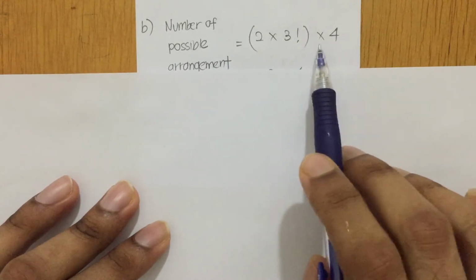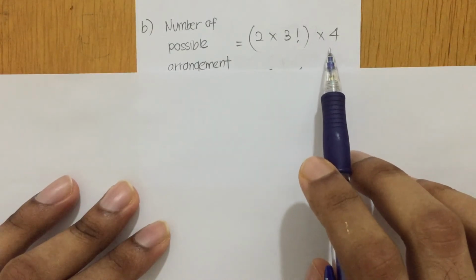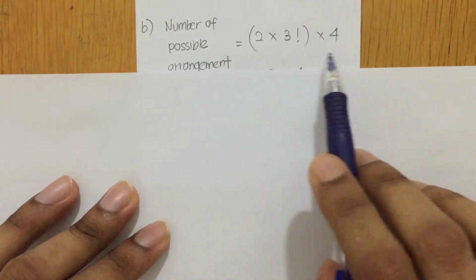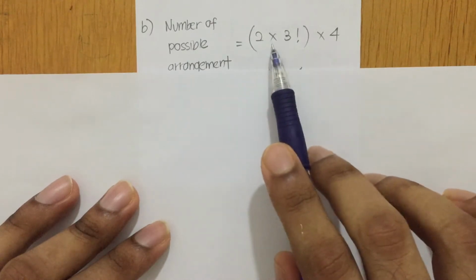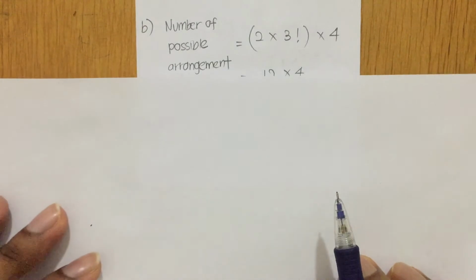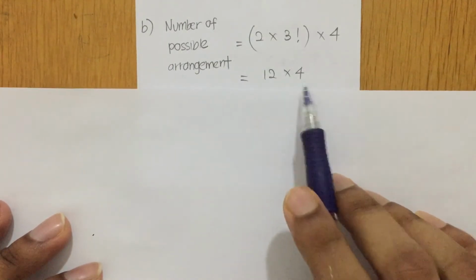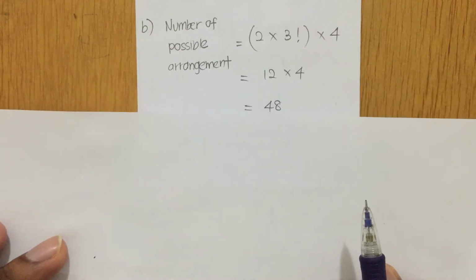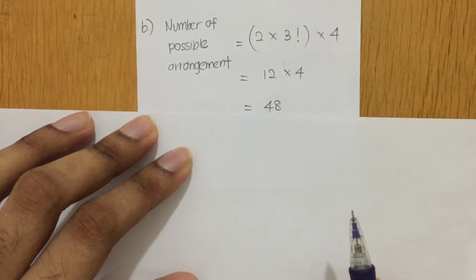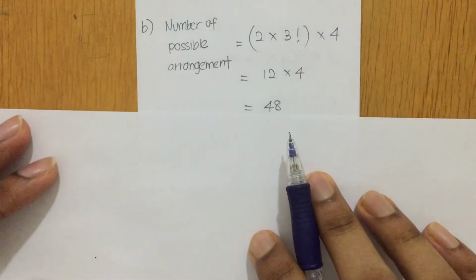Why do you have to times by 4? Please hold on, guys, I'm going to explain this later on. For now, just follow me with this working. So 2 times 3 factorial, and this answer you times with 4. 2 times 3 factorial gives 12, and 12 times 4, you should end up getting 48. Regarding the times 4, I'm going to show you the reason now.